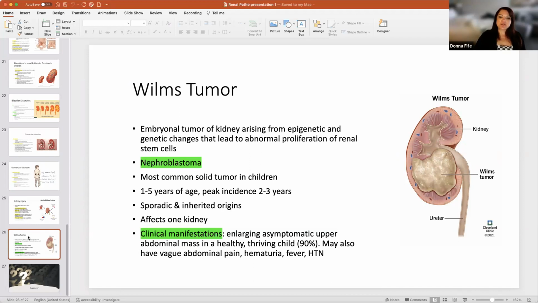Clinical manifestations, there's an enlarging asymptomatic upper abdominal mass in a healthy, thriving child, which is about 90%, and may also have vague abdominal pain, hematuria, fever, and hypertension.